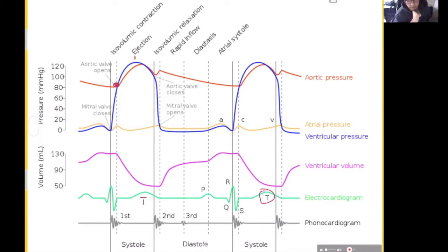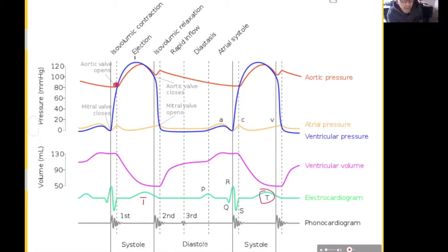So this is the isovolumetric relaxation phase. All the cardiomyocytes in our myocardium are starting to relax. No blood is moving at all in either direction, and we hit this rapid isovolumetric relaxation phase.